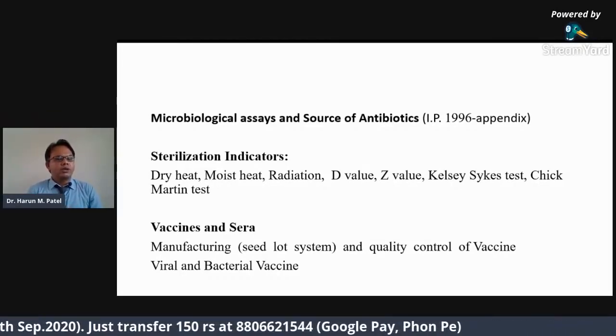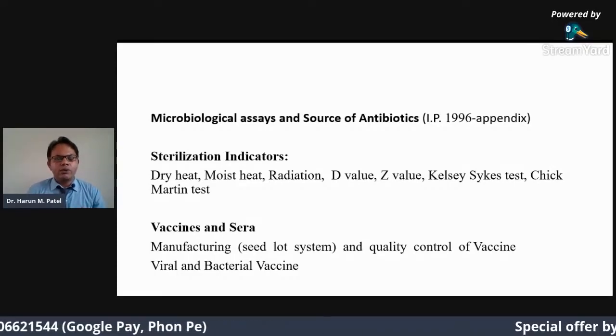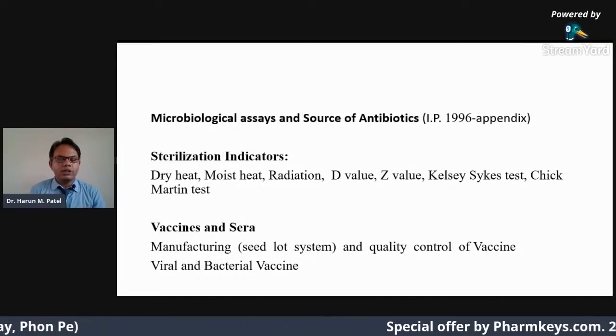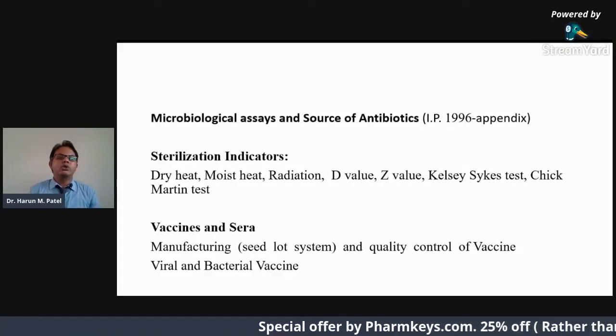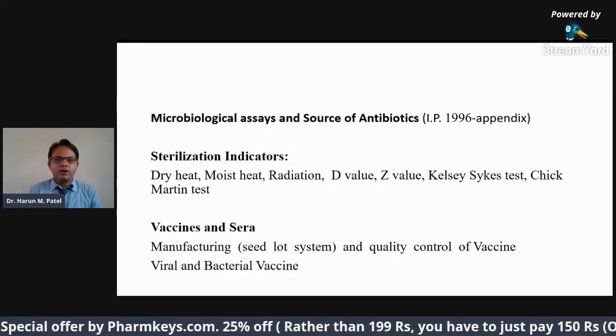The second type of question which is normally asked is the source of an antibiotic. They may ask, tell me the name of the bacteria or the name of the fungi from which penicillin is obtained. You know well that penicillin is obtained from Penicillium notatum. This is one of the well-known fungi.